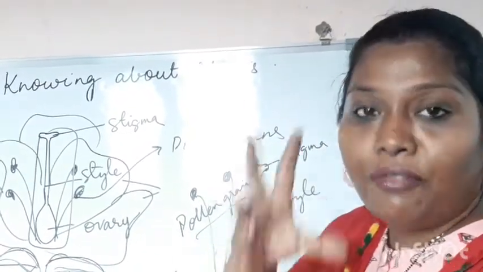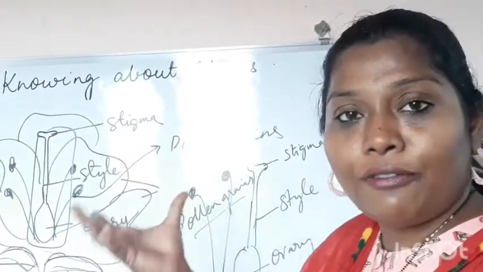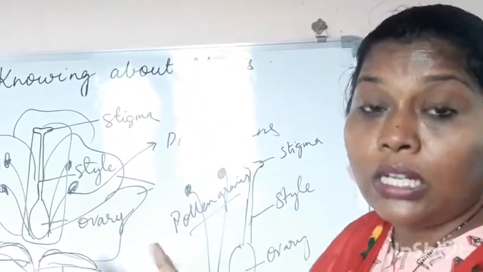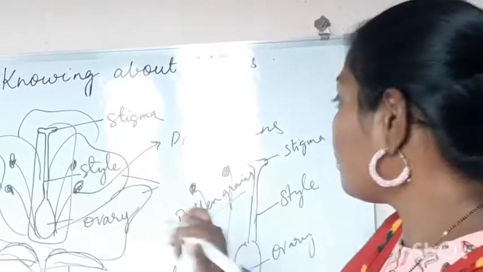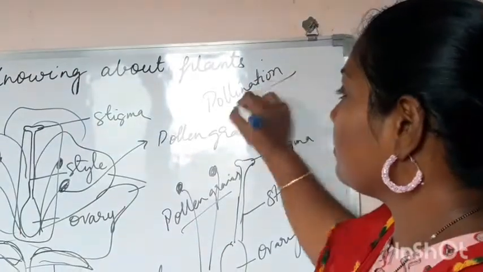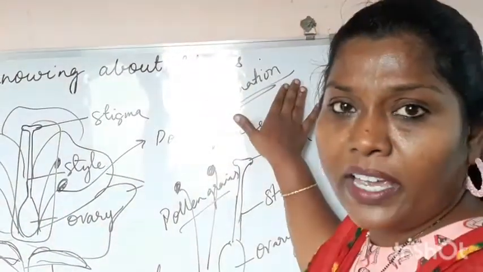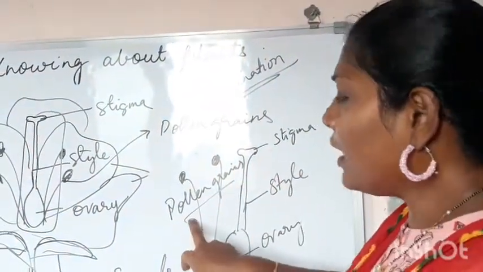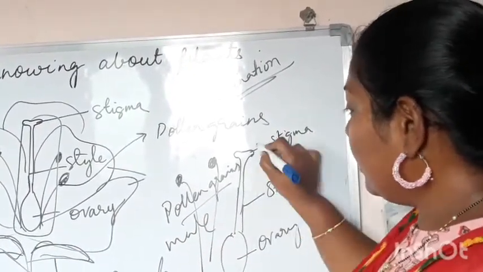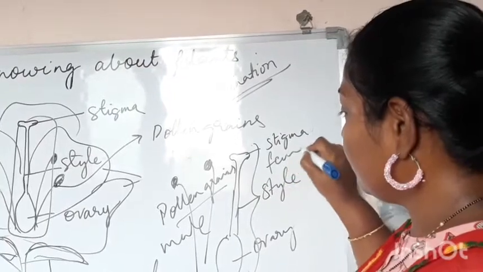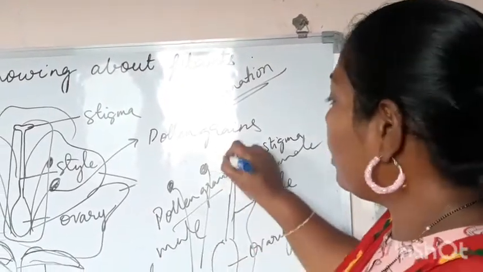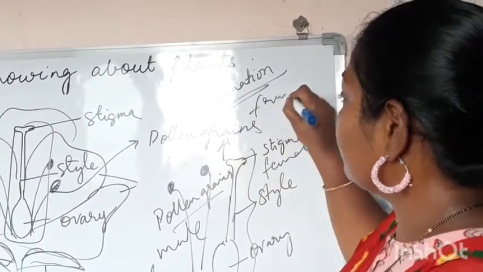Okay, a flower will convert itself into a fruit. To convert this flower into a fruit, a process has to be done. That is called as pollination. This is a process where pollen grains are male gametes. And this is female. So when the male and female mix up together, then only you will get a fruit.